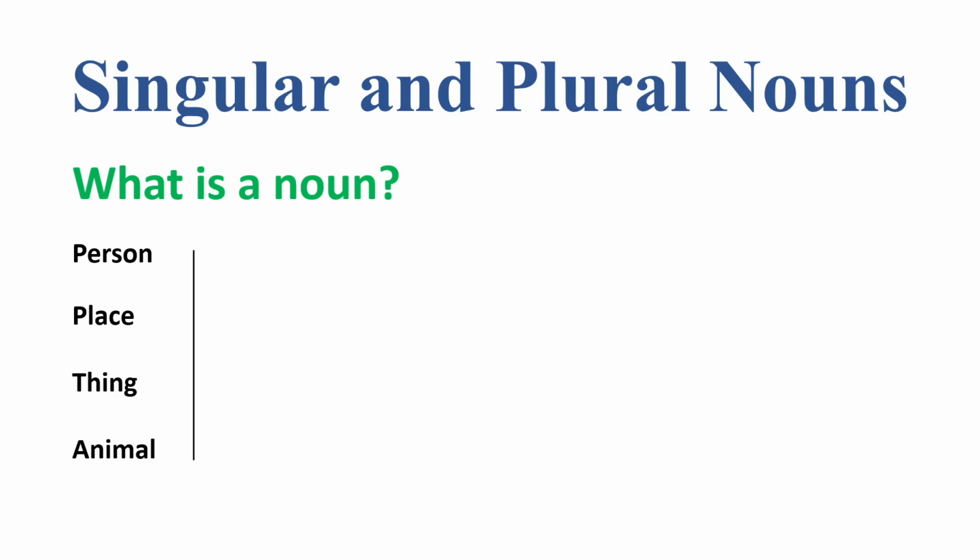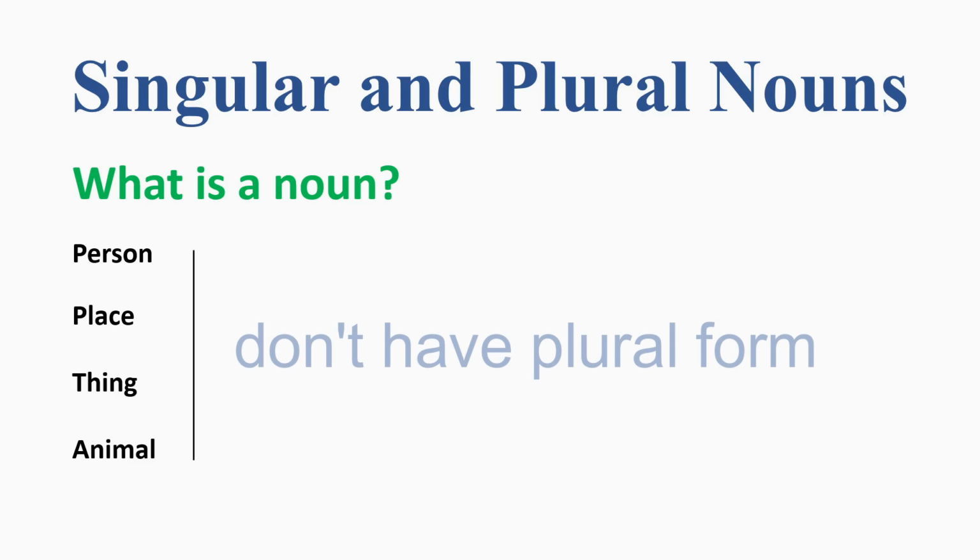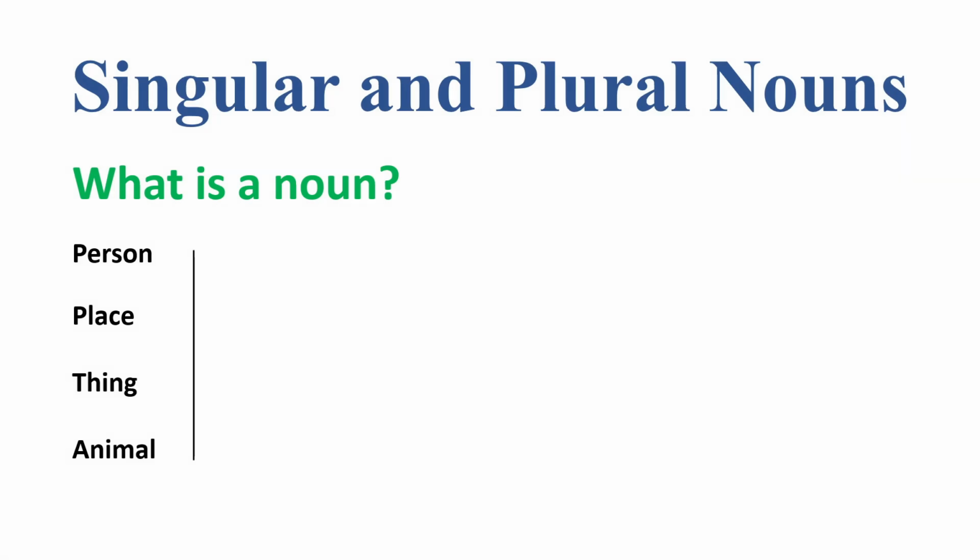And the next point that I'm going to tell you is that only the countable nouns have singular and plural forms, but uncountable nouns do not have plural forms. Therefore, today we're going to talk about countable nouns, which have singular and plural forms.